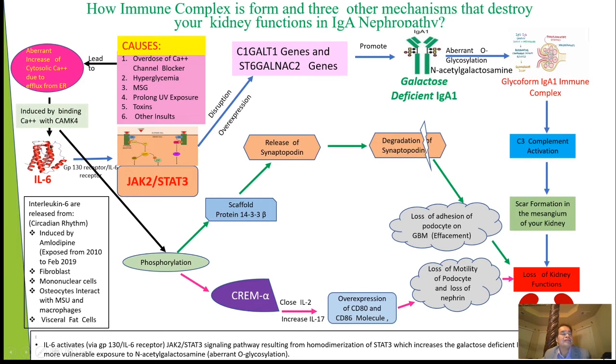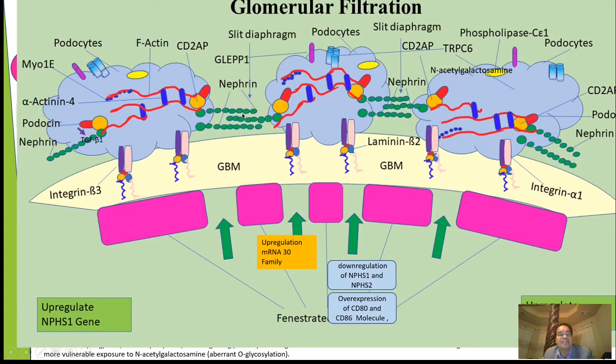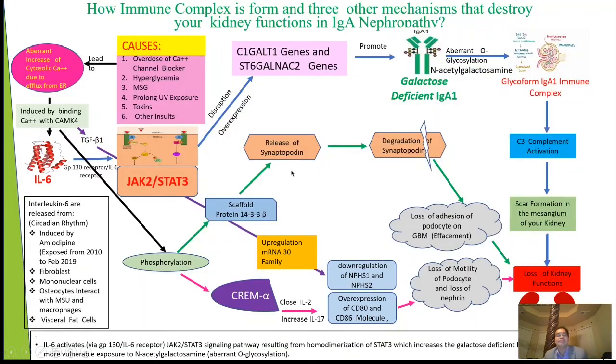So now let's go to the third. The same source again. When calcium is increased and saturated, this CAMK4 will also produce another substance called transforming growth factor beta 1. This will upregulate the microRNA 30 family. Once the microRNA family is upregulated, it can cause downregulation of the nephrin gene, NPHS1, and the podocin gene, NPHS2. When these two are downregulated, the final filter, the green portion, will be destroyed, and the large molecule albumin can pass through the slit diaphragm, causing proteinuria. So we have discussed the three non-autoimmune mechanisms in the destruction of the kidney.